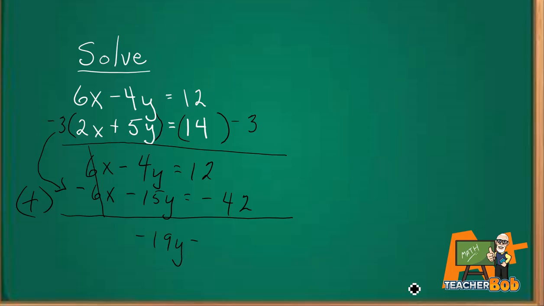-19y is equal to, well, we've got a positive 12 and a -42, so you take the larger absolute value, subtract the smaller absolute value, and your answer takes on the sign of the larger number. So we're going to get a -30. So let's isolate the y by dividing by 19. I'm going to divide the other side by 19.